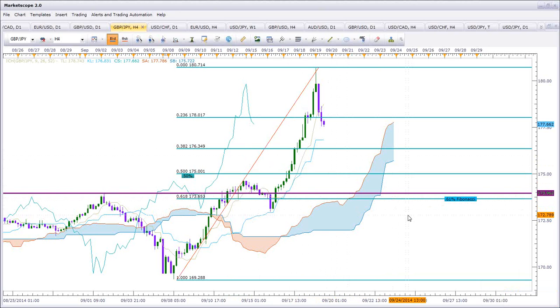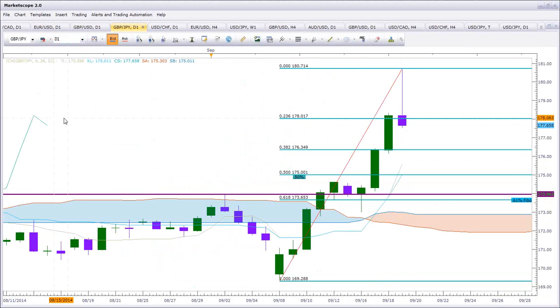But at the same time, because of all the things that are going on, I don't want to take that risk because of my own portfolio. I'm going to go back to the daily chart and see what it tells me.